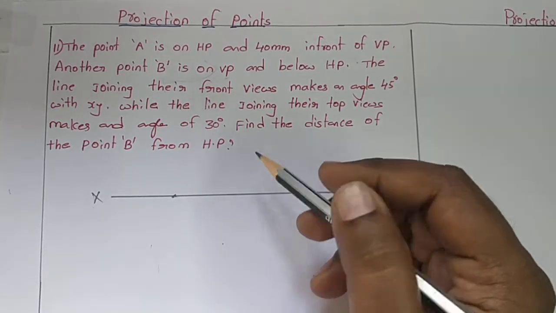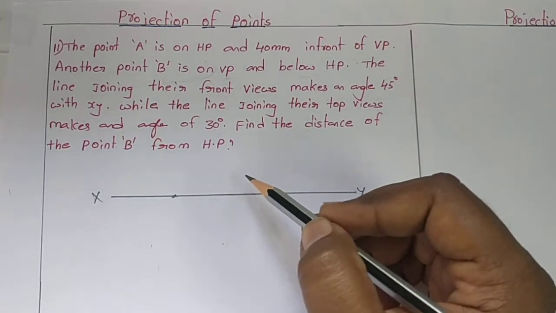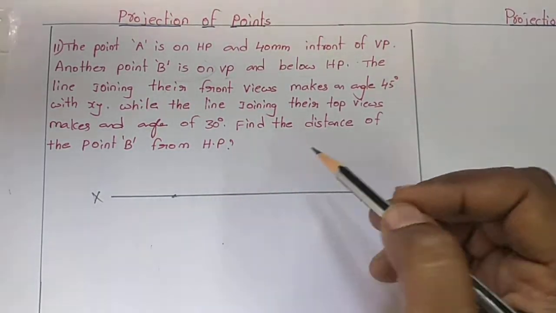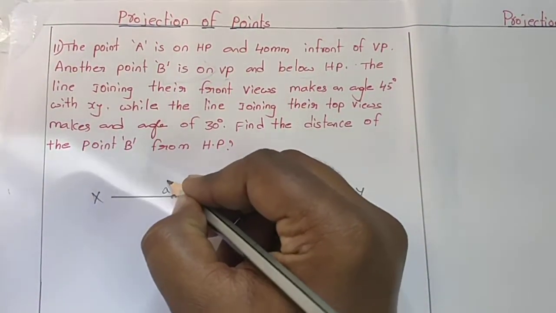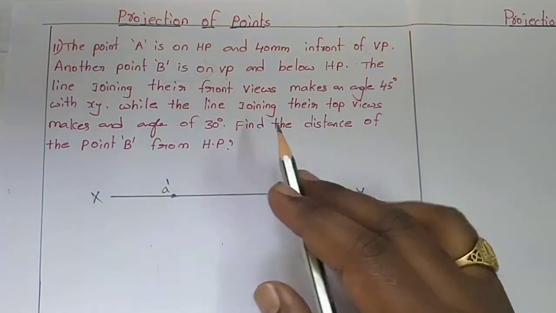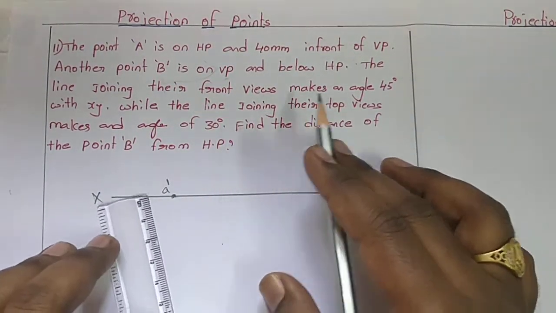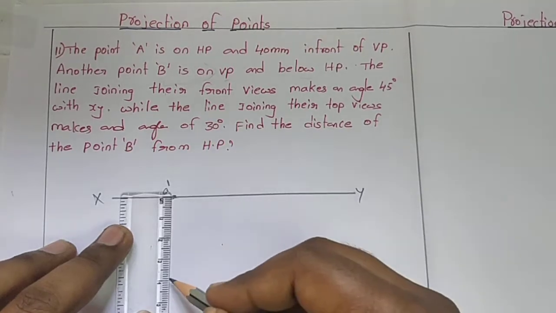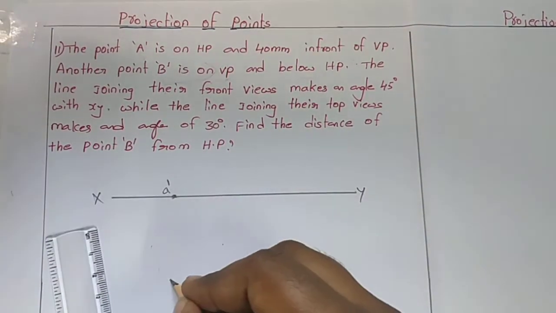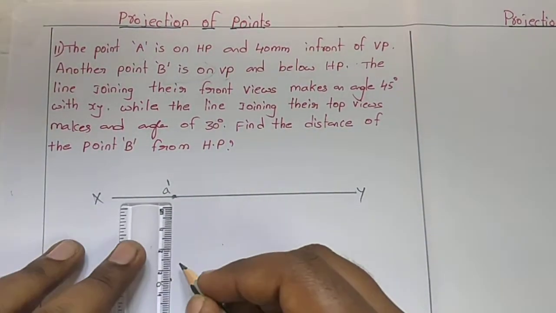Because the point is on HP, the front view is on XY. This is point A dash, the front view. In front of VP the distance is 40 mm, so from this point the top view is at 40 mm. This is point A.